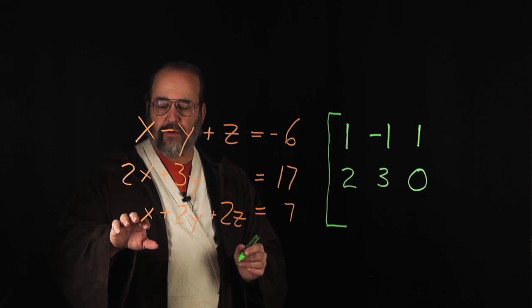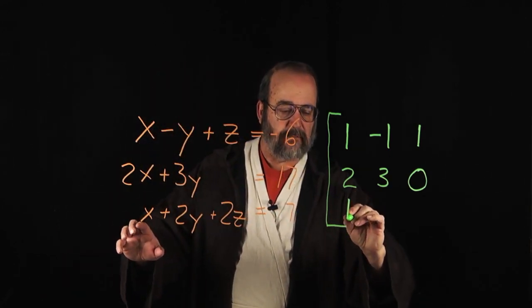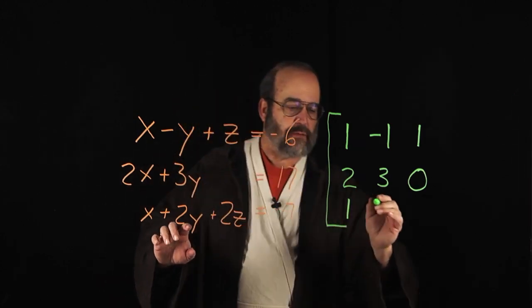Now let's go down to the third row. The third row starts out with a 1, 1 times x. Then we have 2 times y, a 2.